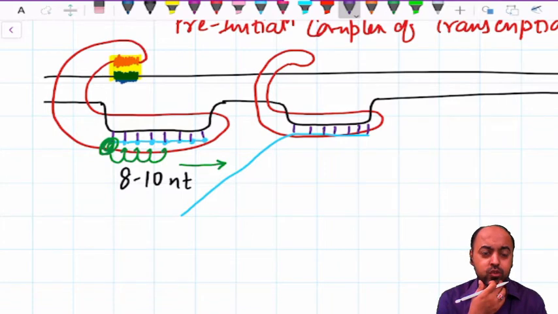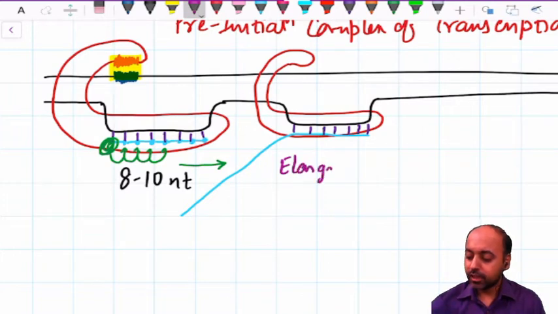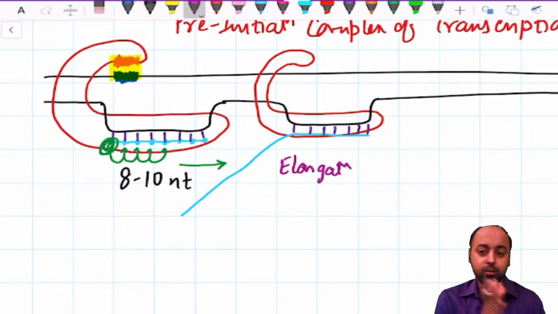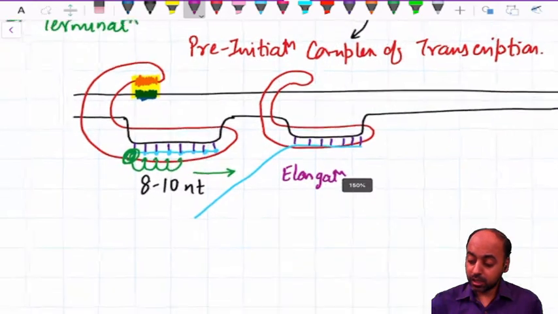It causes continuous denaturation of the DNA, and it keeps adding the ribonucleotides so that the RNA is extended. This is the process of elongation. Nothing much to describe elongation. Only thing is, after promoter clearance, the RNA polymerase is regularly moving forward, and it keeps causing the denaturation of the DNA and extending new ribonucleotides. All right. So this is the elongation.